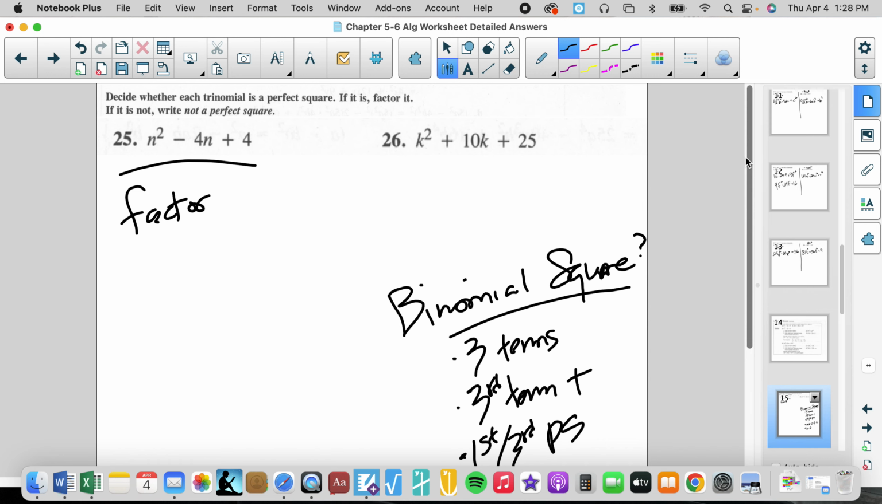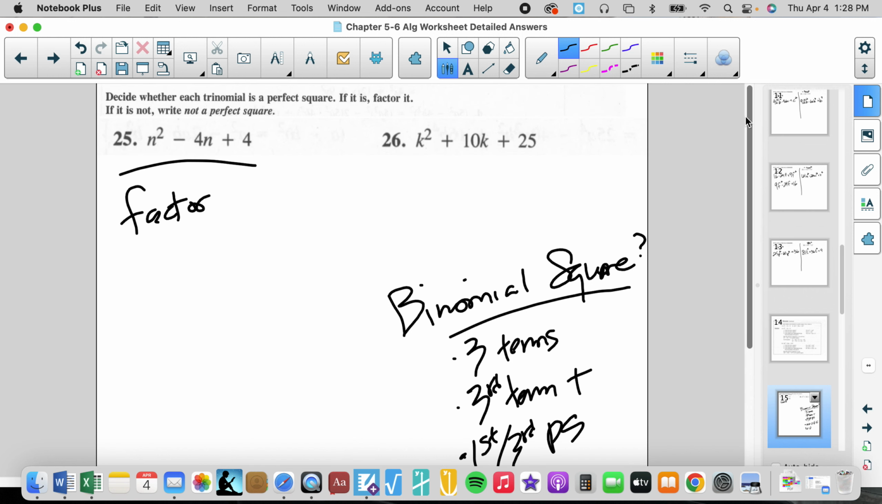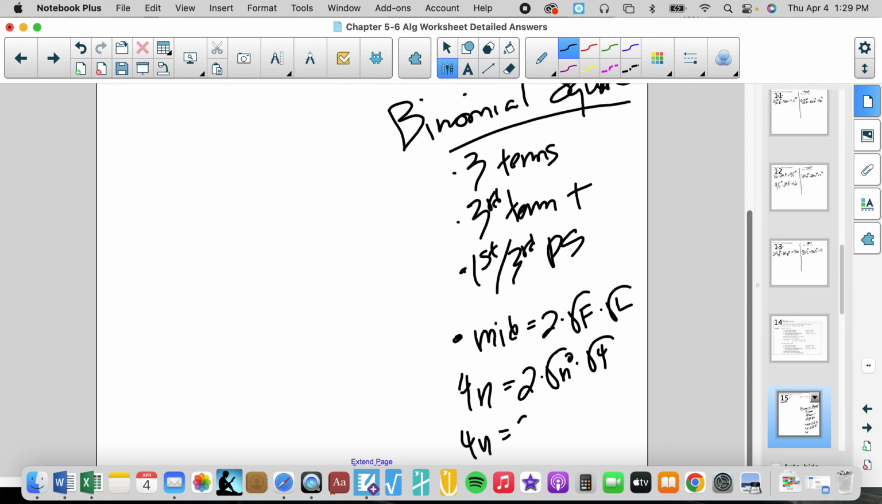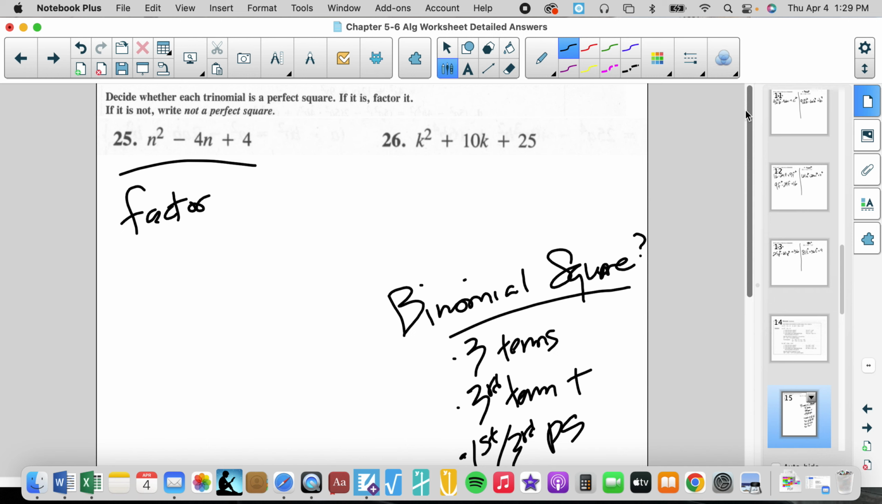Oh, that's interesting. Now, why wouldn't I do the negative? Maybe it's not, and it does 4n. Yeah, that's interesting. So square root of first is the square root of n squared. Square root of last is square root of 4. Does 4n equal 2 times n times 2? Does 4n equal 4n? Yeah, it does. So we're going to do that. So, and how do we get it? So it's going to be quantity squared. We're going to take the square root of my first.